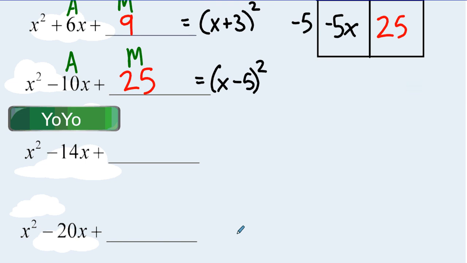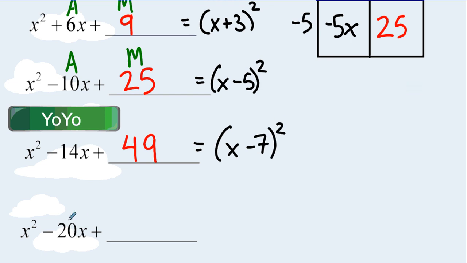Okay, welcome back. What you should have got is you'd split negative 14 to be negative 7 and negative 7. That would multiply to be 49. You need to add 49 in order to make it a perfect square. Its dimensions would be x minus 7 by x minus 7. That'd be x minus 7 squared.